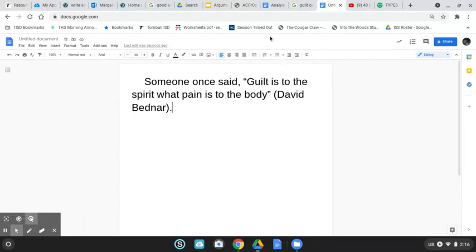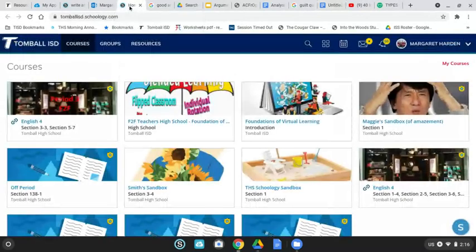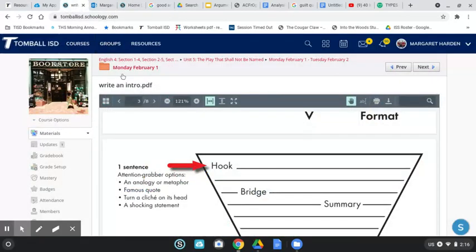Now, remember, there are other ways to do a bridge. And that's fine. You can use them. But I just chose this one because it's the easiest. A quote, an analogy, or a metaphor. You could say, guilt is to the soul like pain is to the body. That would be an analogy. And you don't have to quote that because you got it from something else. It's fine. It's just general knowledge. I don't turn a cliche on its head. That's always difficult.